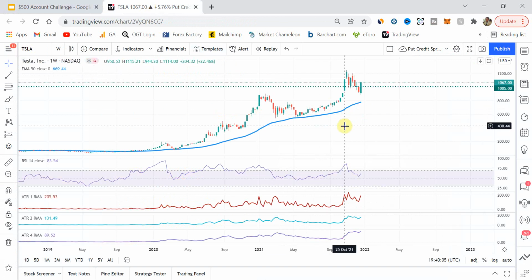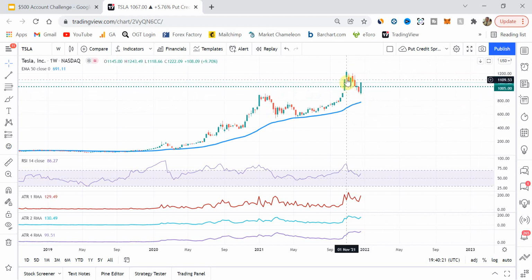if we look at Tesla, we've got the weekly chart of Tesla up, and this green dotted line is my sell put. So basically, I don't want Tesla to go below my sell put, because then I will start losing money.